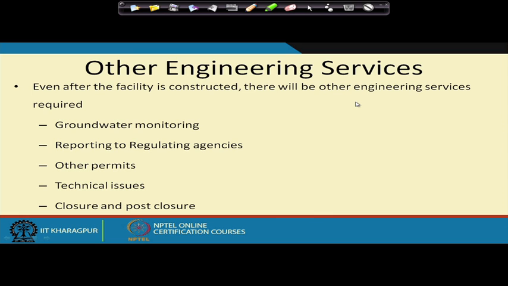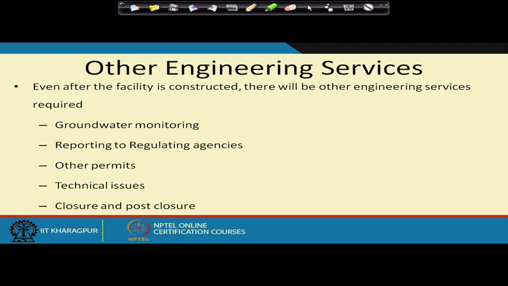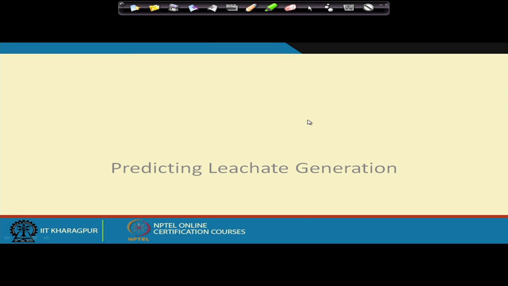So there are other engineering services used in solid waste management facilities. You will have groundwater monitoring, which we talked about in the landfill. It's true for other facilities as well. Reporting to regulatory agencies, other permits, technical issues, closure and post closure. We talked about that as well for the landfill. So these are other engineering services required for any solid waste management facility, especially for landfills.